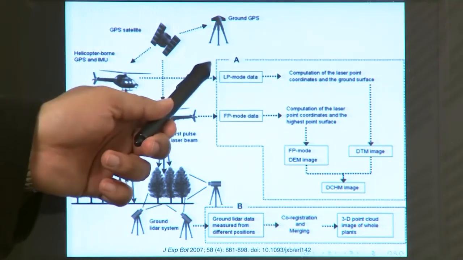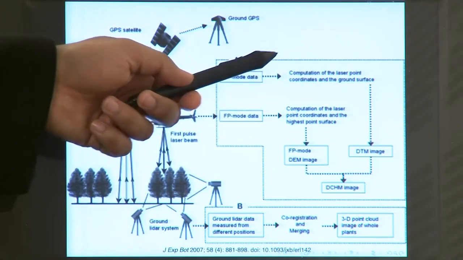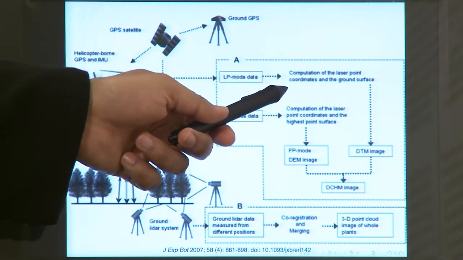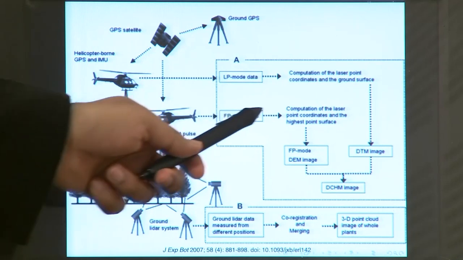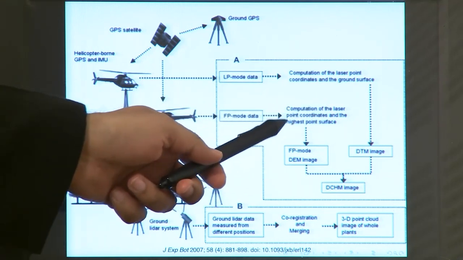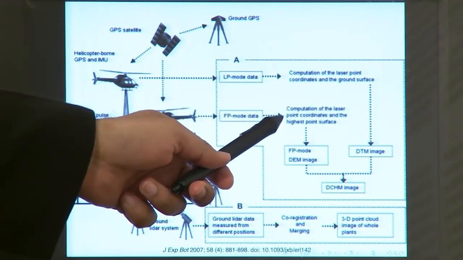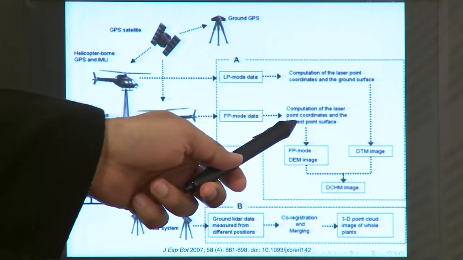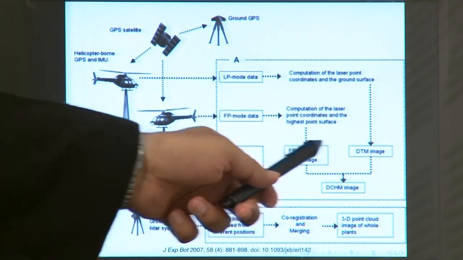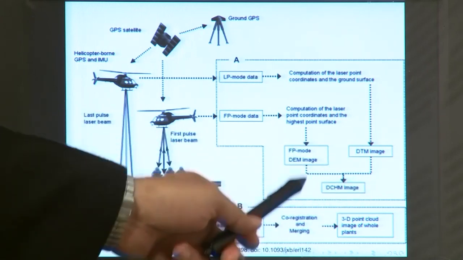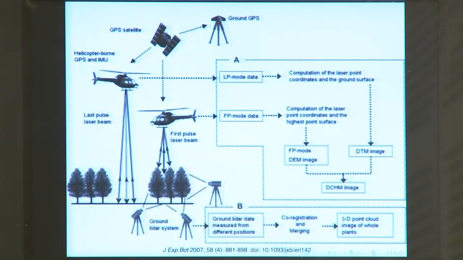So, using the LP mode, you get a computation of the laser point coordinates on the ground surface, you get the DTM. With the FP mode, you get a computation of the laser point coordinates at the highest point surface. So, from this you get a DEM image, you subtract both of these and you get a DCHM, digital canopy height model.